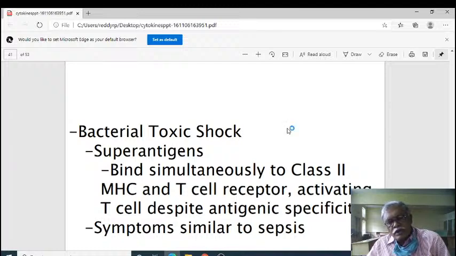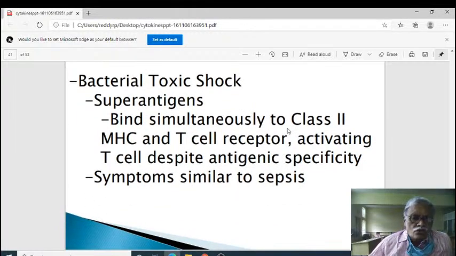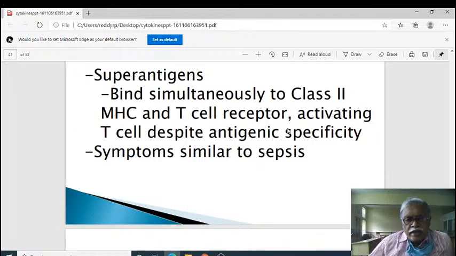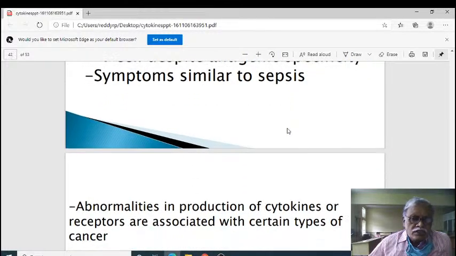Bacterial toxic shock syndrome can also occur, where superantigens bind simultaneously to class 2 MHC and the T cell receptor, activating T cells despite antigen specificity.